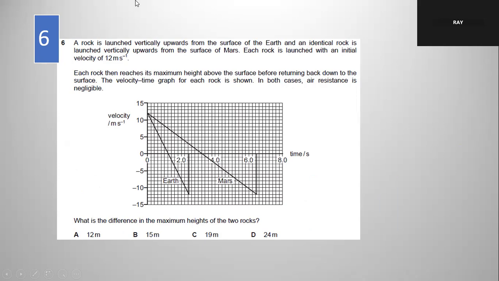A rock is launched vertically upwards from the surface of the Earth, and an identical rock is launched vertically upwards from the surface of Mars. Each rock is launched with an initial velocity of 12 meters per second. Each rock then reaches a maximum height above the surface before returning back down. The velocity-time graph for each rock is shown. In both cases, air resistance is negligible. What's the difference in the maximum height of the two rocks? How to find the maximum height?